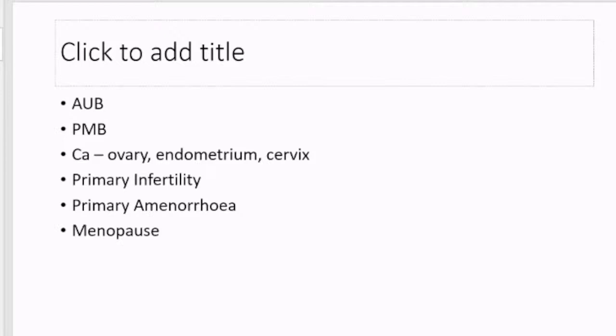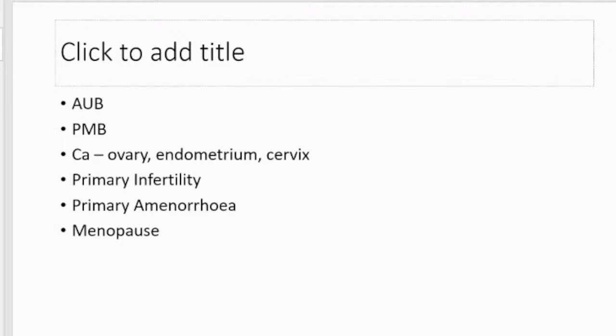For CA cervix also, you can draw a diagram, those bigger and bigger squares, where it is limited to the cervix, goes just beyond it, goes further beyond it, and then it's all over, right? So you have stage 4. That shows that you know, and it makes your work easier. It makes our work also easier. And if you make our work easier, definitely it translates into more marks, right?